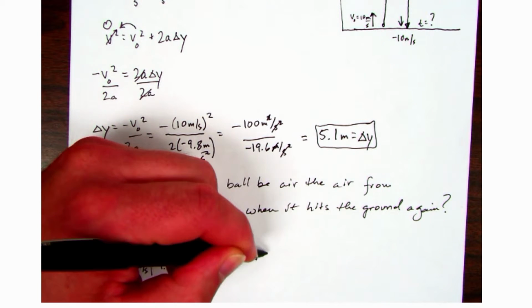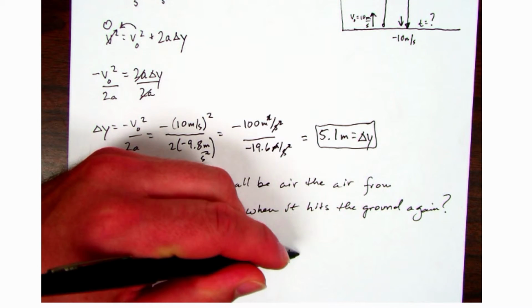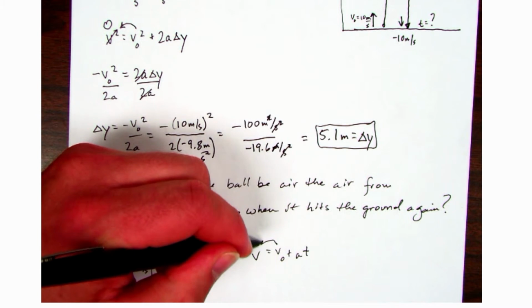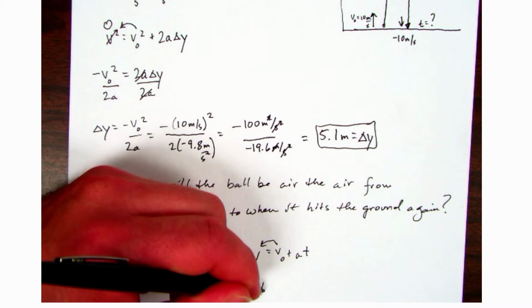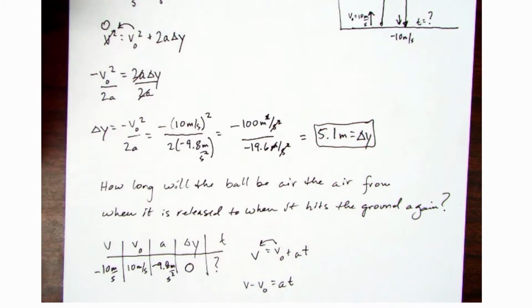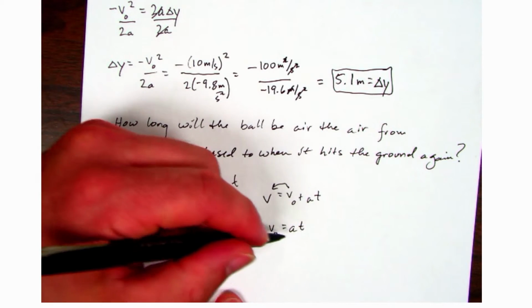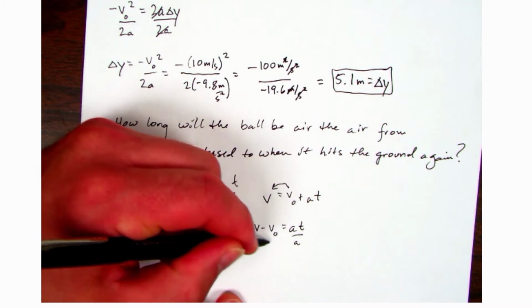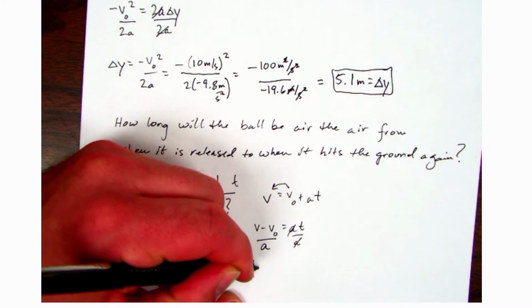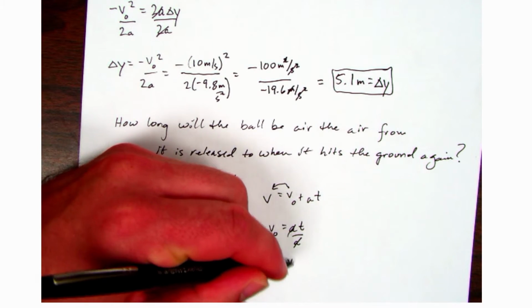v equals v naught plus a t. And I'm going to solve for t. So I'm going to bring v naught over to this side. So now I've got v minus v naught equals a t. t is being multiplied by a, so I'm going to divide both sides by a. Cancel out a. And I get t equals v minus v naught over a.